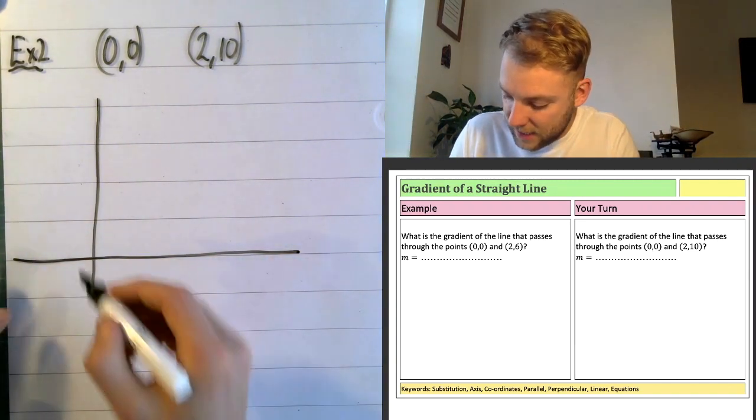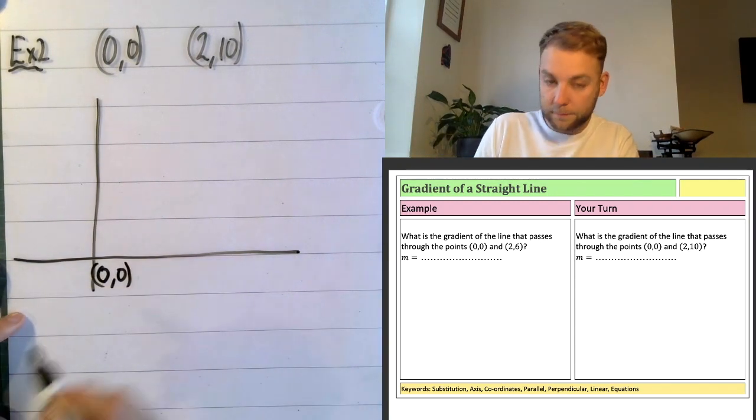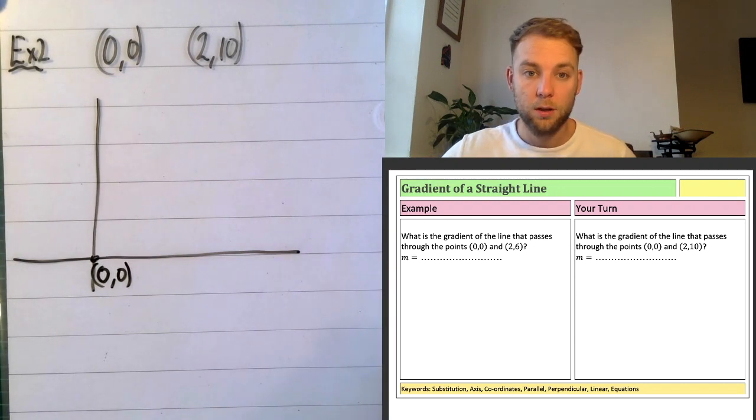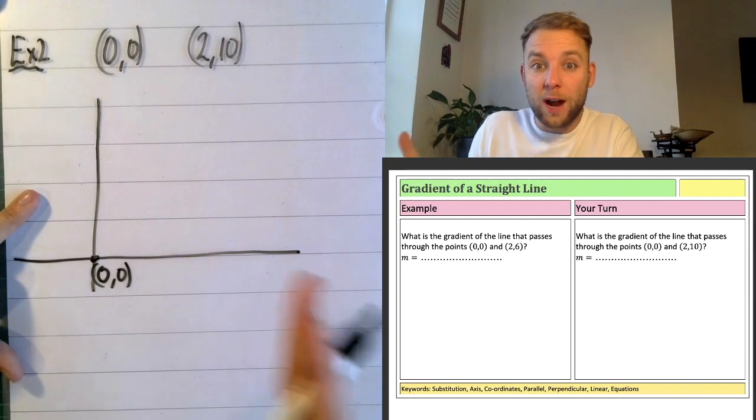And it's from 0, 0 there, like that. So this point, all the way up to 2, 10. Now, when I'm drawing 2, 10, I don't have to draw out the individual points.